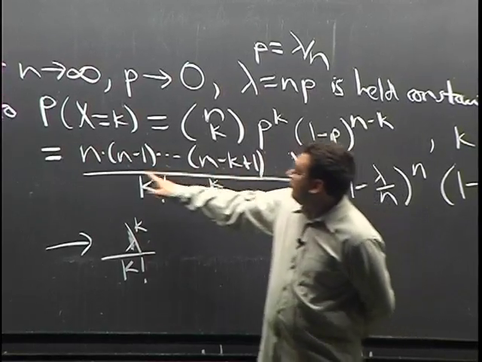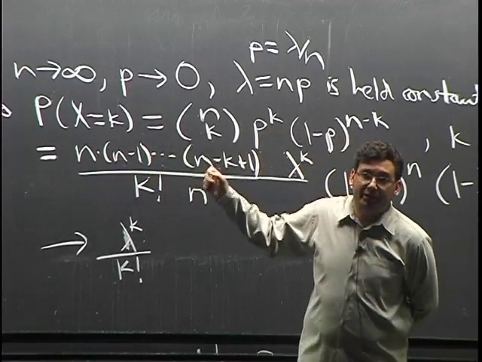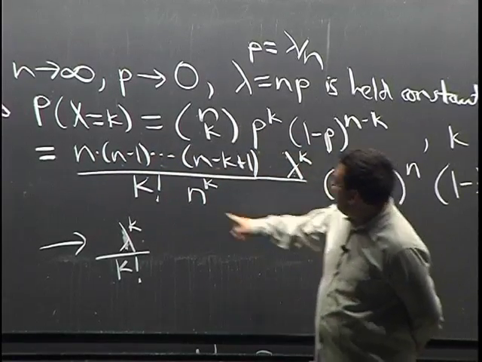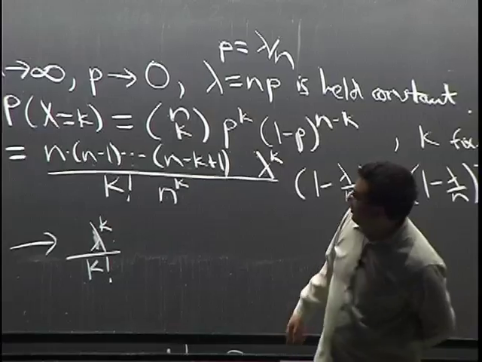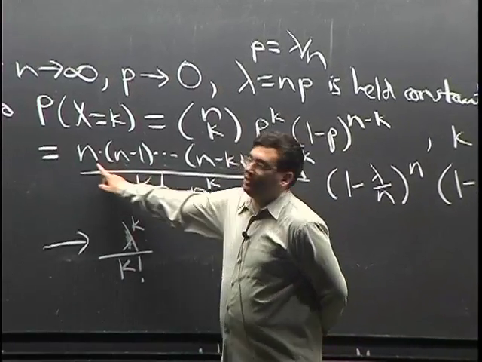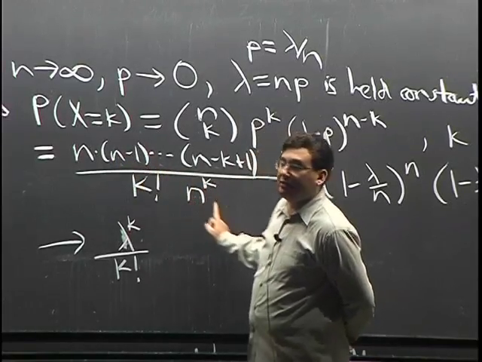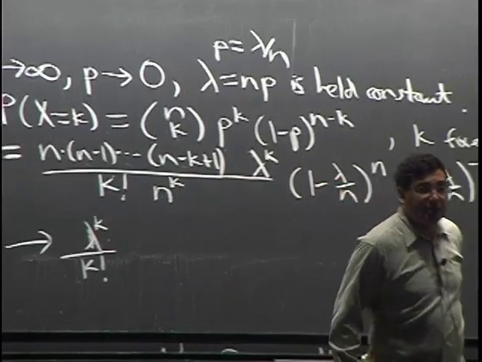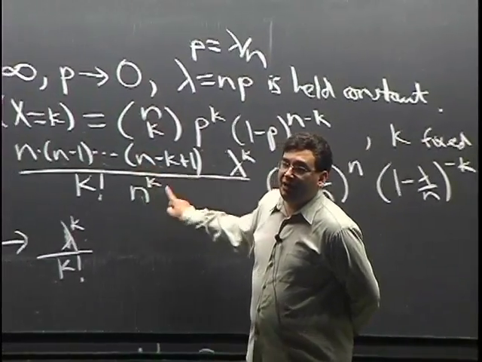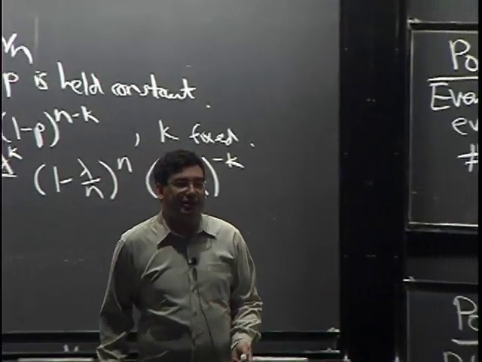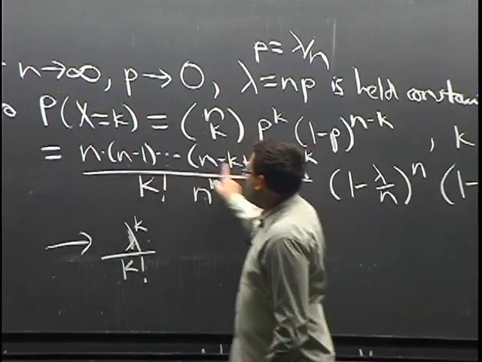On top, we have k terms. I've written a product of k terms where it decreases by 1 each time. And the bottom is n times n times n, k times. So let's just match up terms. Take the first n from here, match that with that n. The second one, match it with the n minus 1. The third one with the n minus 2, and so on. Each of those terms goes to 1. For example, one of them might be n minus 7 over n, but I'm letting n go to infinity, so the 7 is completely negligible. So this stuff with the n's just goes to 1.